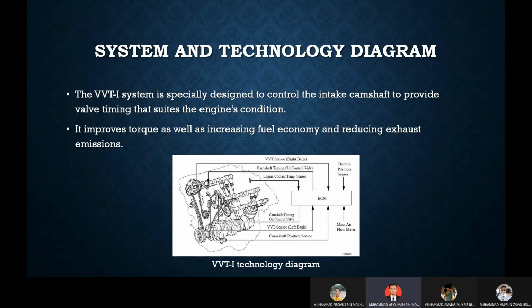The sensors pass all of the information from the engine to the ECM. Some of the sensors are the VVT sensors on the right bank and the left bank, the engine coolant temperature sensor, the throttle position sensor, and the mass airflow meter. All the information will be passed from the ECM to the camshaft timing oil control valve. Next.